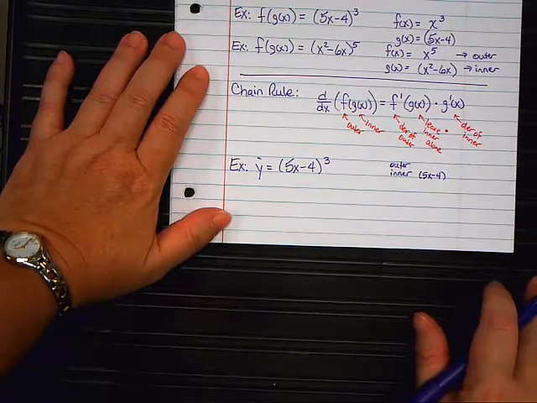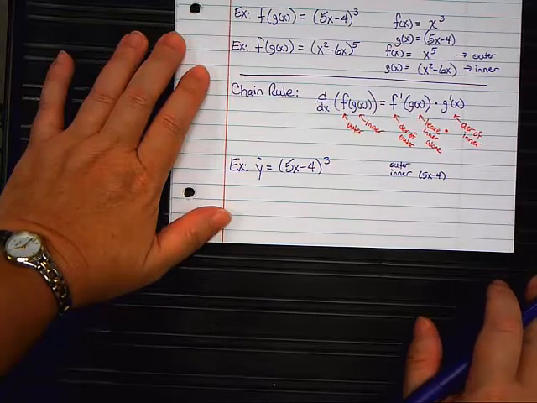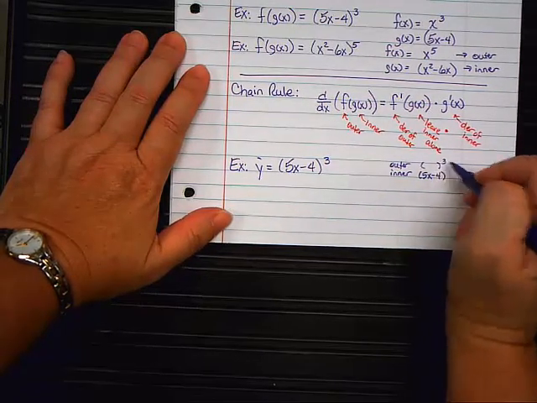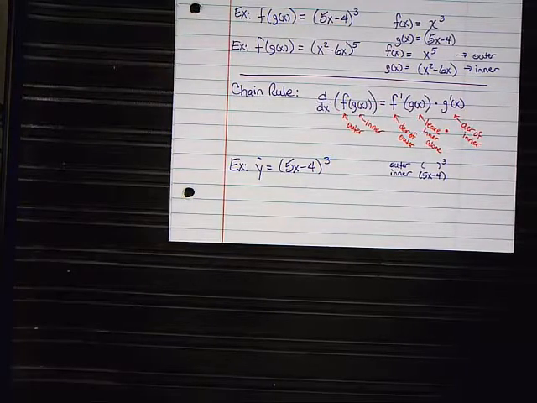What is the outer function? What is the f of x? It's x to the third, right? But we're not going to write x to the third because that can get kind of confusing. We're just going to write parentheses to the third because we really don't take the derivative of that x. We take the derivative of the parentheses.